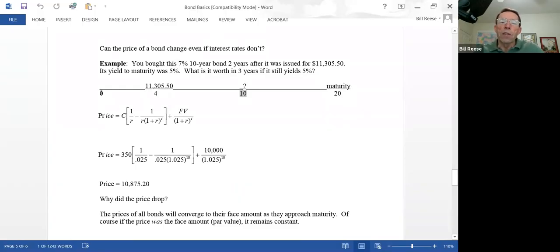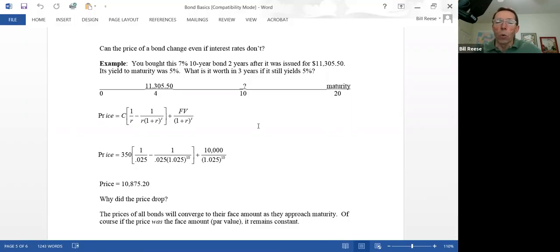Now remember, interest rates at time 0 set up the coupon rate at 7%. So interest rates were at 7%. Between time 0 and time 4, interest rates went down from 7% to 5%. So the price of the bond went up from $10,000 to $11,305. Now, let's assume from 4 to 10, interest rates don't change. They're still sitting at 5%. So if interest rates don't change from time 4 to time 10, will the price of the bond change? Yes, it will, because if interest rates don't change, the price of that bond has to be moving towards its face value at maturity.